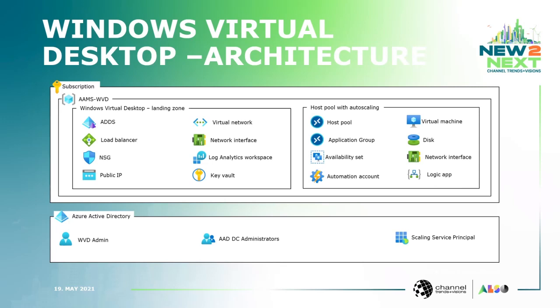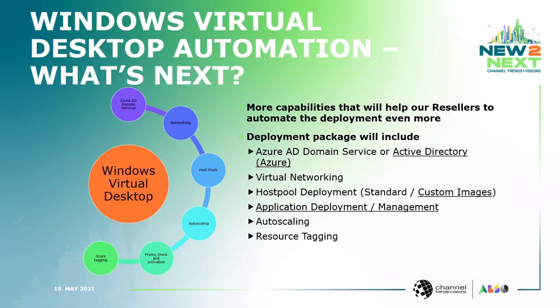And it also contains the automation account and the availability set that makes sure that your VMs are available and running in different parts of the data center, and also the logic app that really does the job of doing the automation itself. There is also the Azure Active Directory part that contains the WVD admin and the administrators, and also the scaling service principal. So this is just version 1 of our WVD one-click solution.